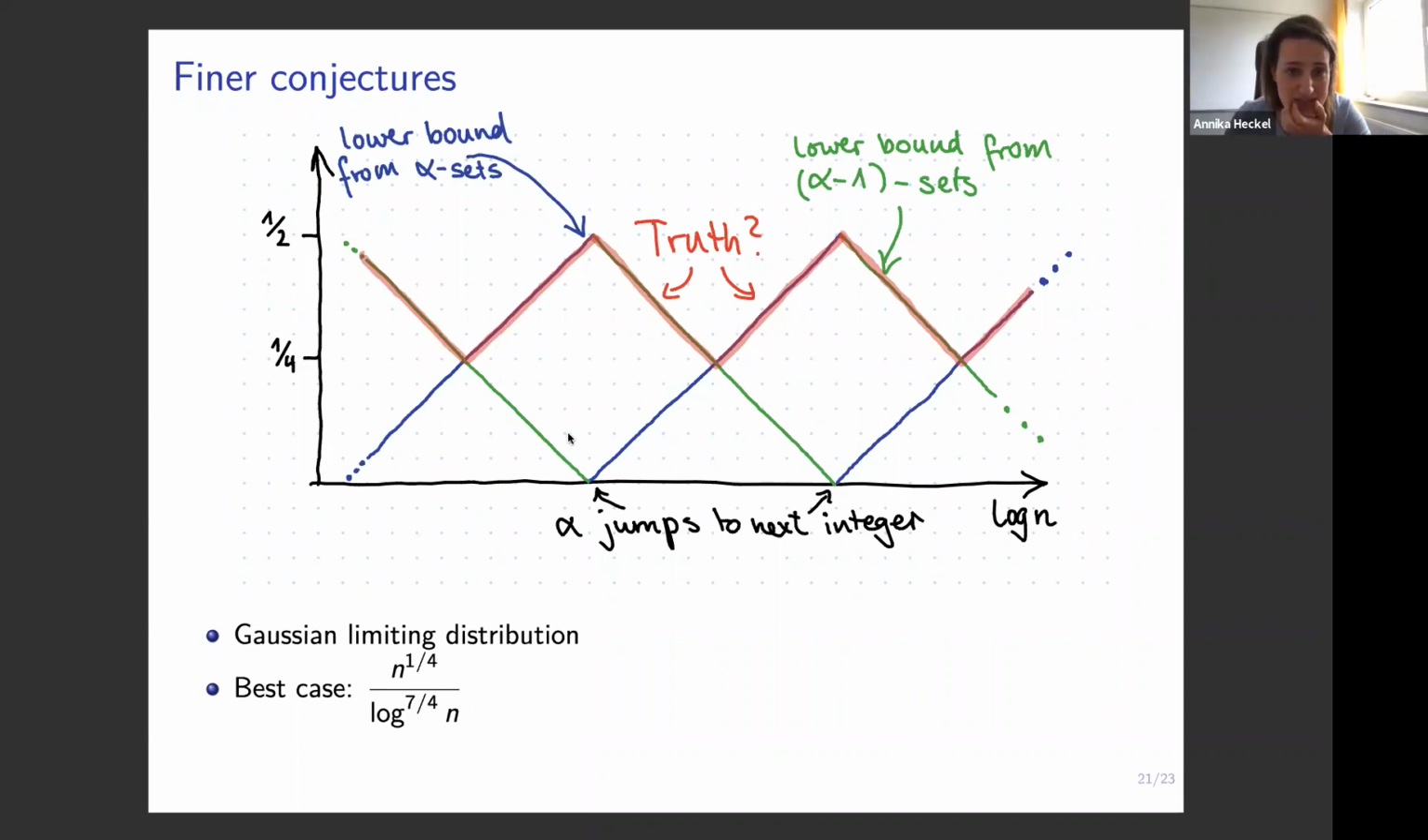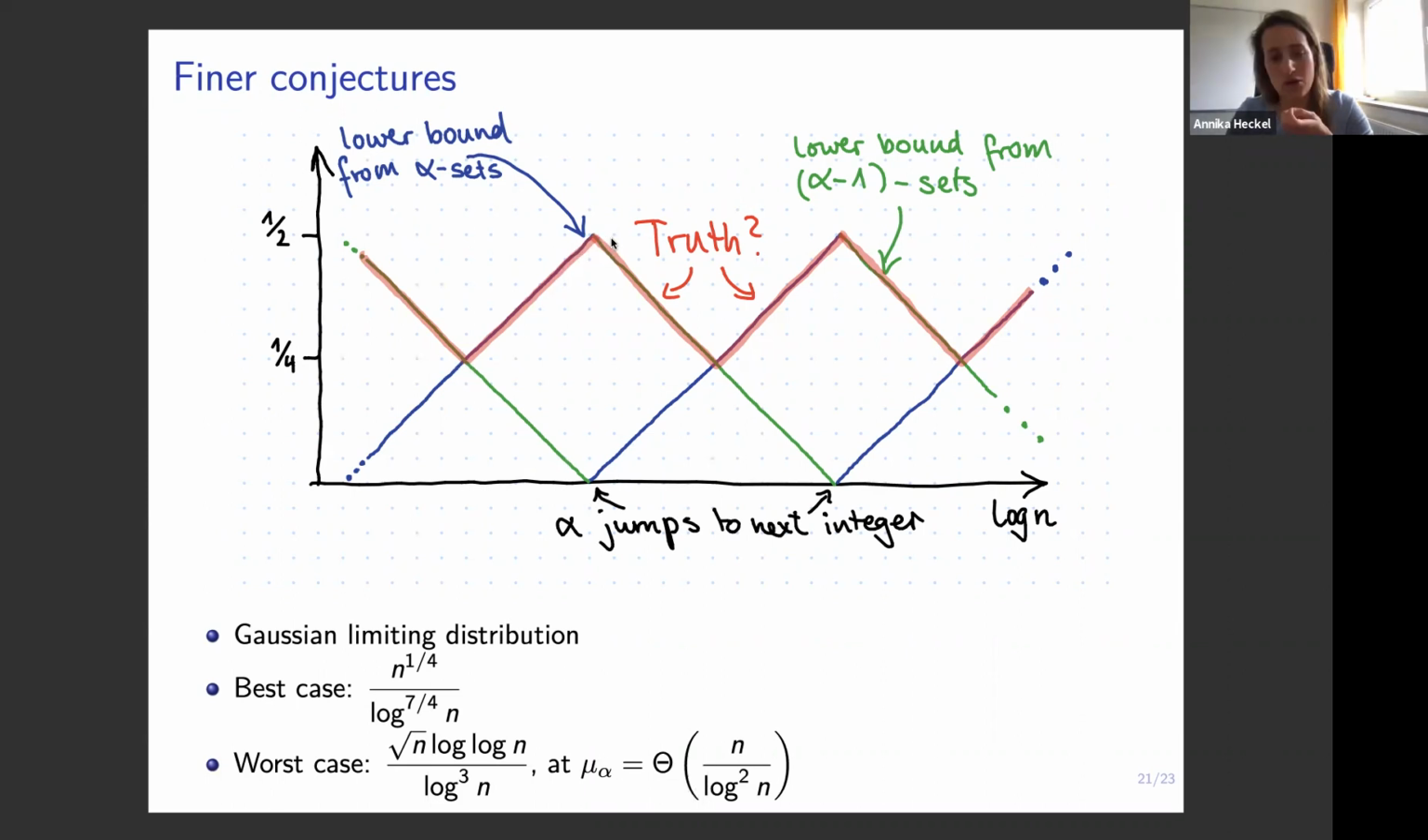Now the top is a lot more interesting. So we think in the worst case, the concentration is root n log n over log n cubed. And this is not just where these lines intersect. So here, this happens when the expected number of alpha sets is n over log n squared.